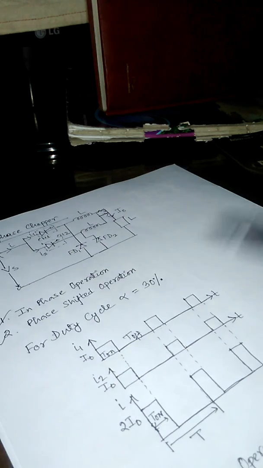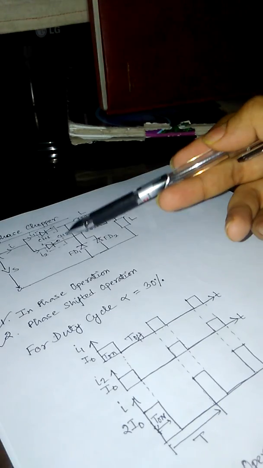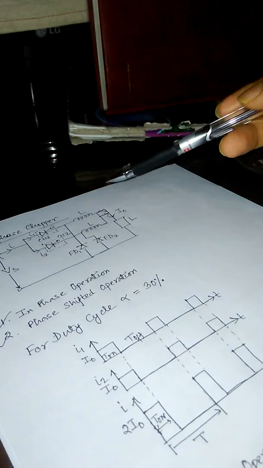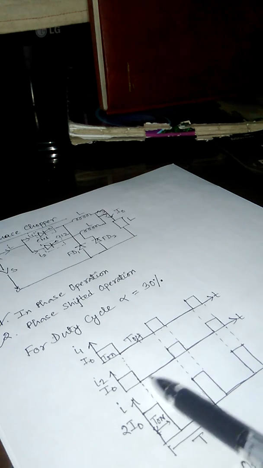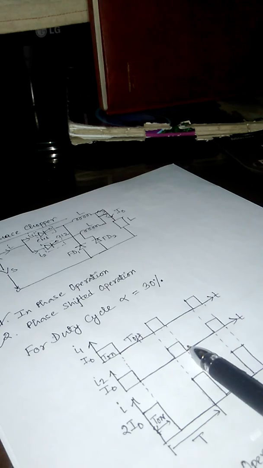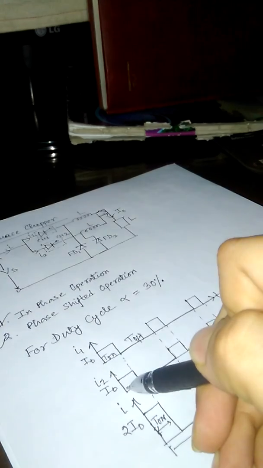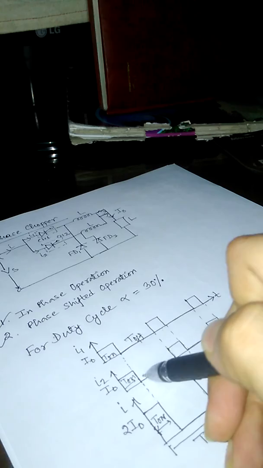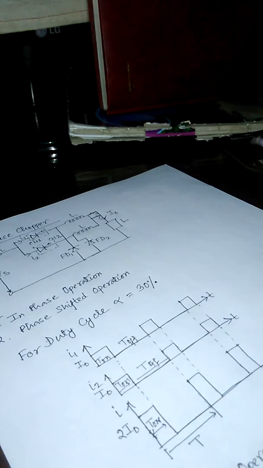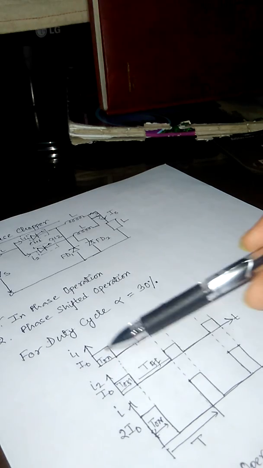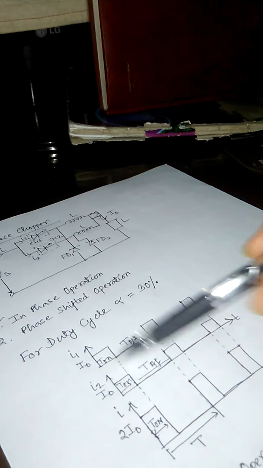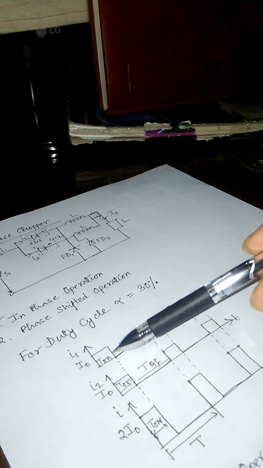Now as it is an in phase operation, chopper 1 and chopper 2 are going to work at the same instant. So the I2 current waveform will be similar to the I1 current waveform. Here also this is T on, this is T off, and so on. As both choppers function at the same instant, we get a similar current waveform for both choppers.